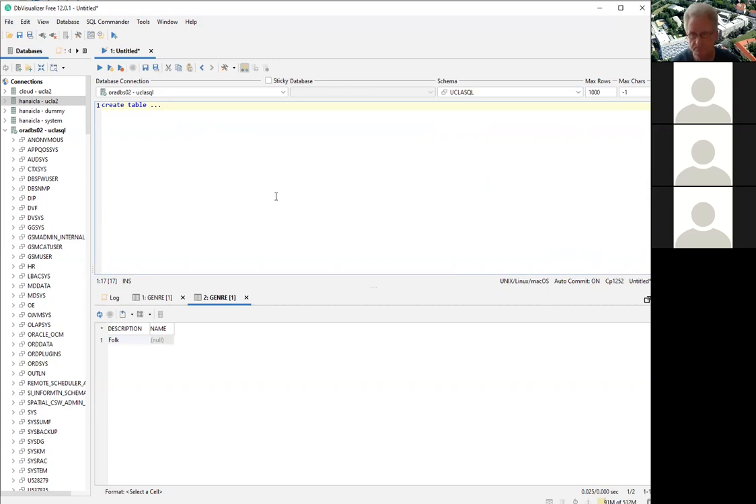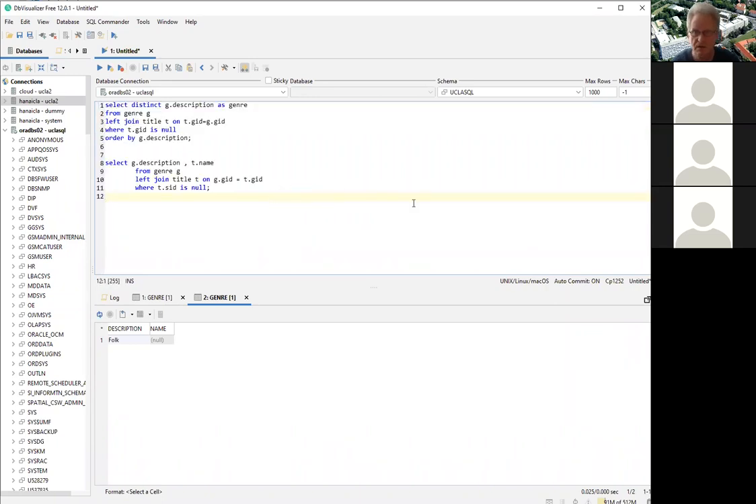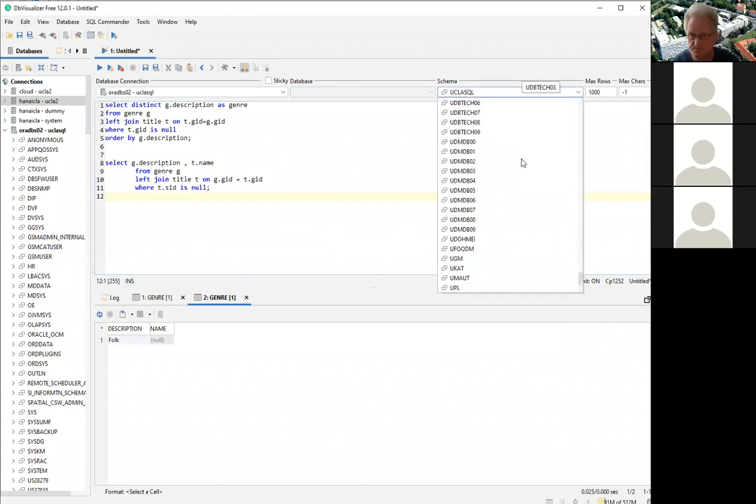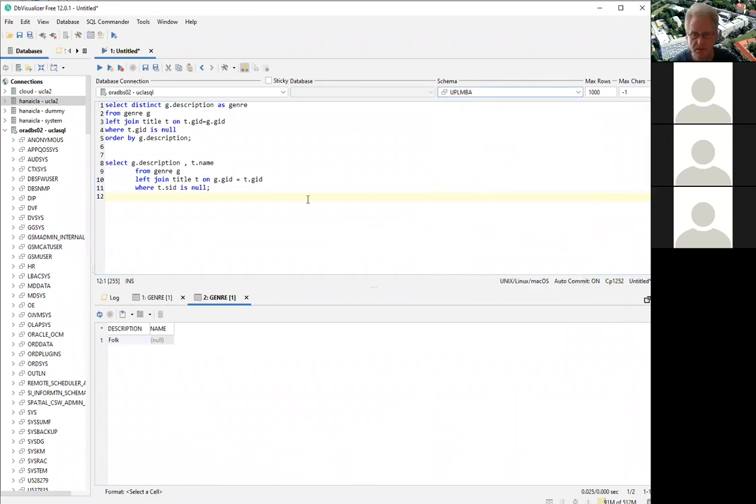Professor, in Neeraj's query, I did not understand how does it work where TSID is null? Yeah, so let's get back to that. So once again here. Your question is why TSID equals null? How does that work for the query?